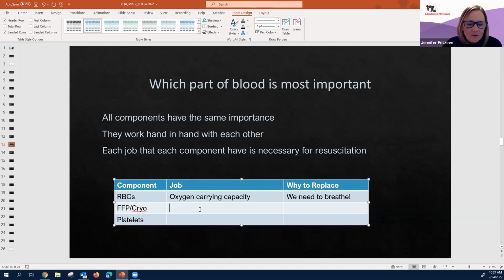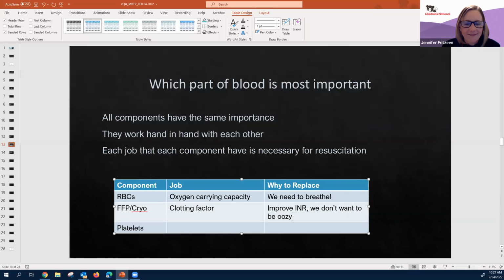Okay. This is going to be to increase its clotting factor. It's your fibrinogen. Your iron, we're replacing it to improve your INR. And so you won't be all oozy. And job clotting. And same thing, don't want to be oozy. But I need to be able to clot.